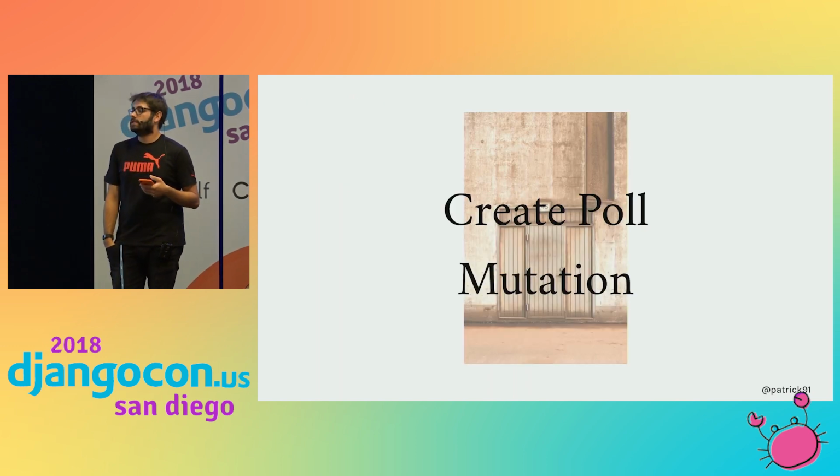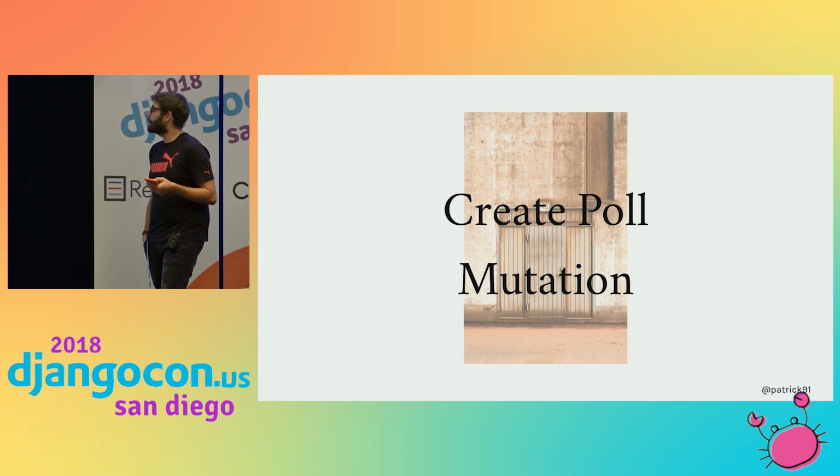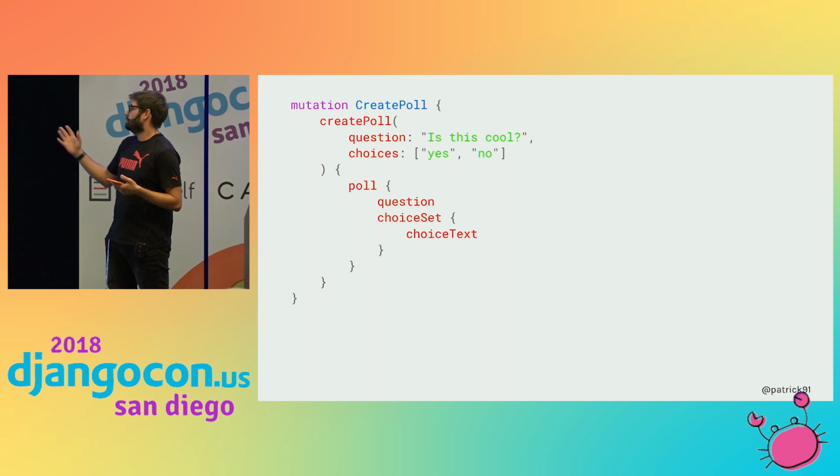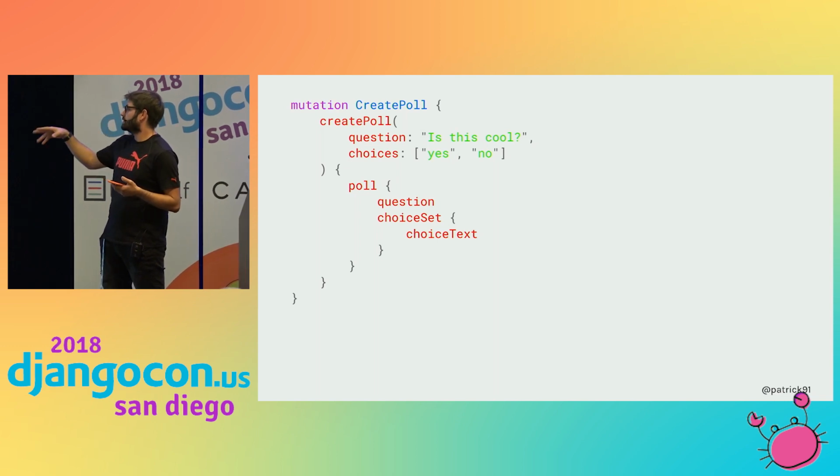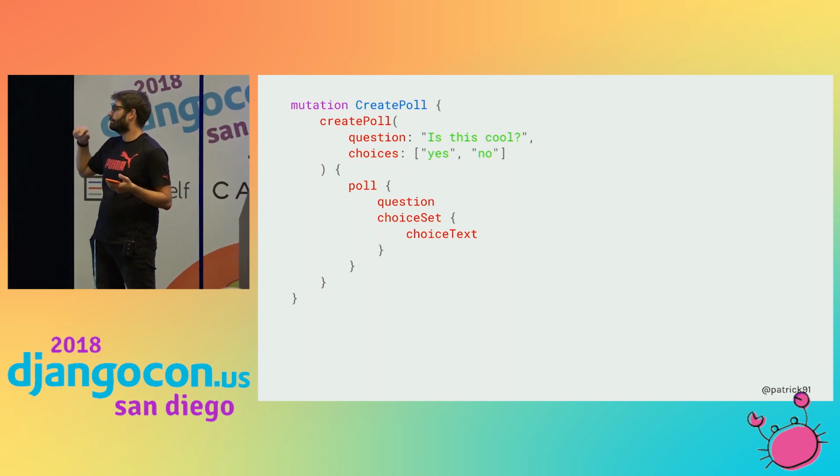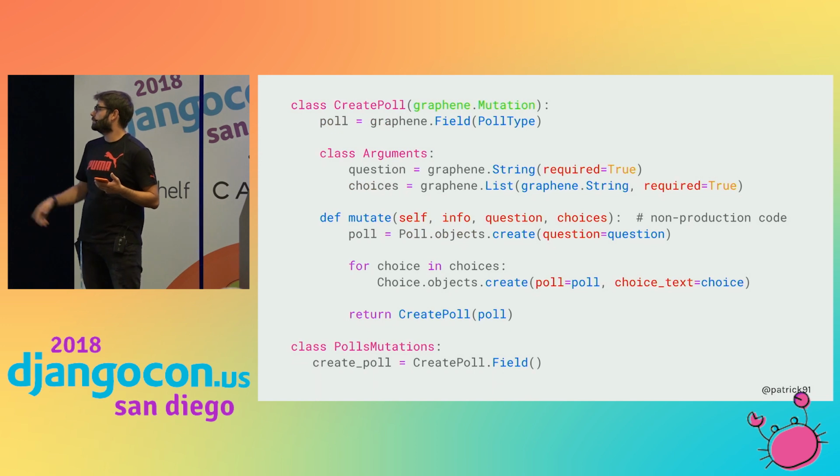Then for the mutation, we can create one that allows us to create a poll. So the document that we can send looks like this. Basically, it's like a function that accepts a question and a list of choices. And then we get back the poll object. And in Python, it looks something like this.